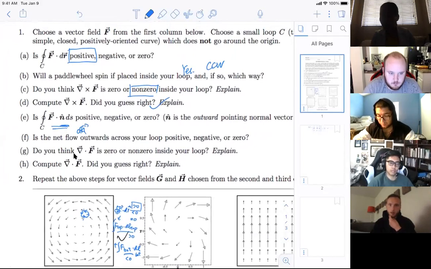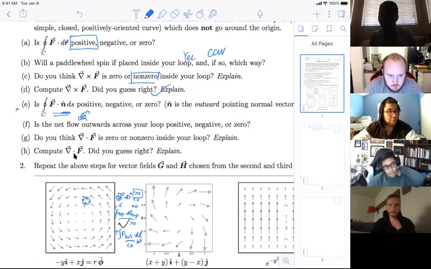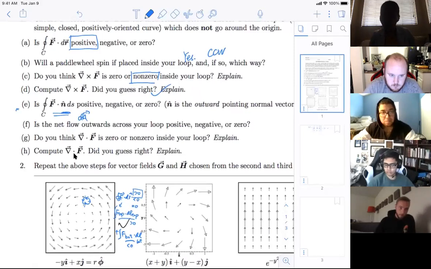To look at this flux, F dot dA, is the flux positive, negative, or 0? If your group has already worked on the very first one, would anybody like to share what they think the answer to part E is? It should be 0. Can you say a little more about that? How do we know it's 0?